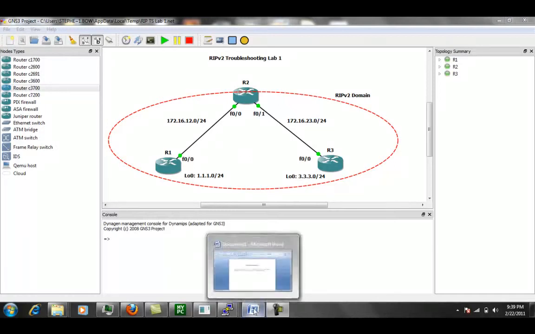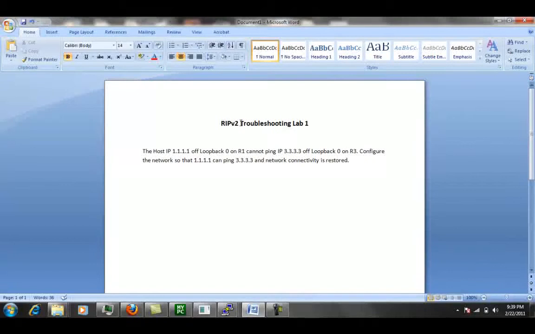So what we're going to do is take a look at our scenario, which says that host IP 1.1.1.1 off loopback 0 on R1 cannot ping IP 3.3.3.3 off loopback 0 on R3. Then it says configure the network so that 1.1.1.1 can ping 3.3.3.3 and network connectivity is restored.